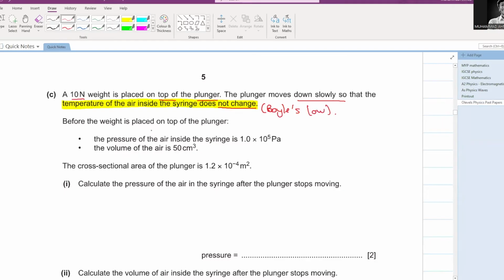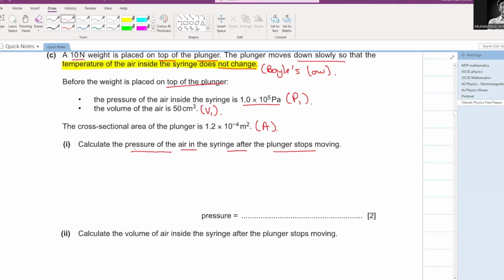Before the weight is placed on the top of the plunger, the pressure of the air inside the syringe is this. This is the initial pressure. And the volume of the air inside the syringe is this. This is the initial volume. The cross sectional area of the plunger is this. Calculate the pressure of the air in the syringe after the plunger stops moving.